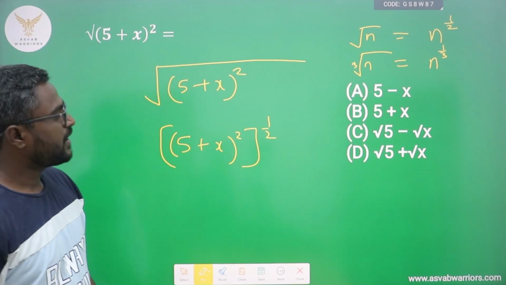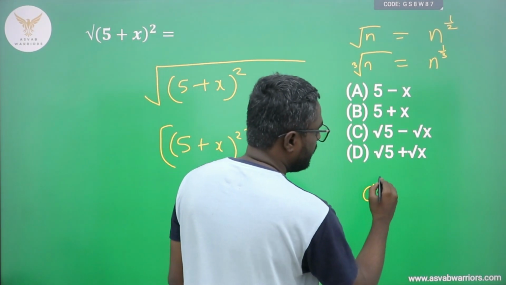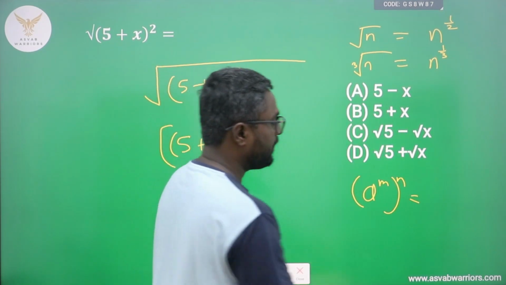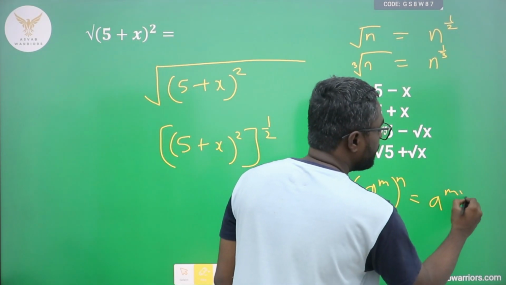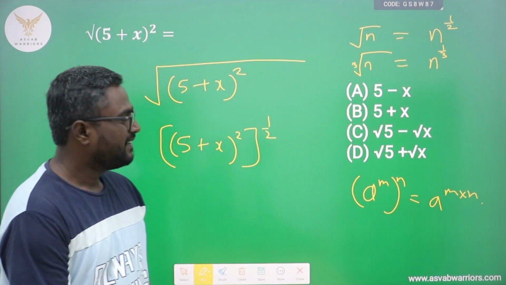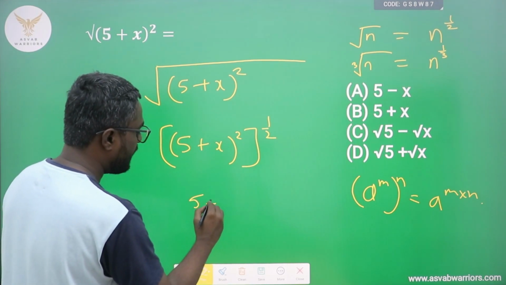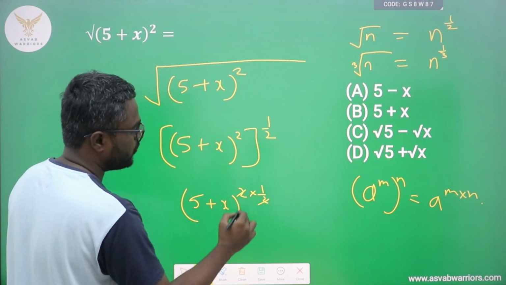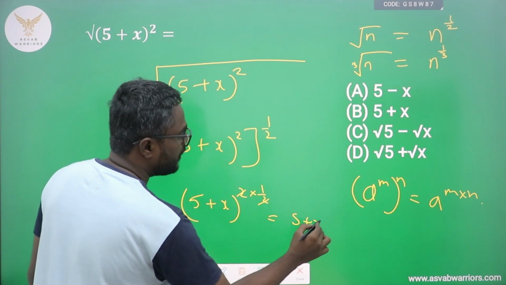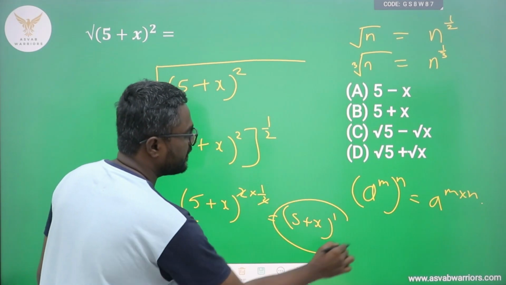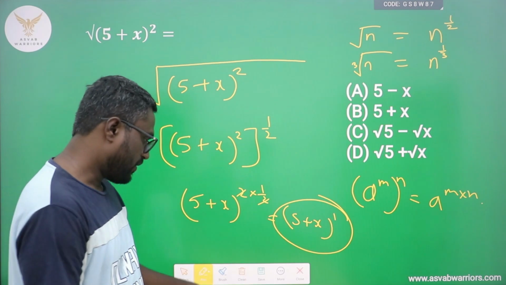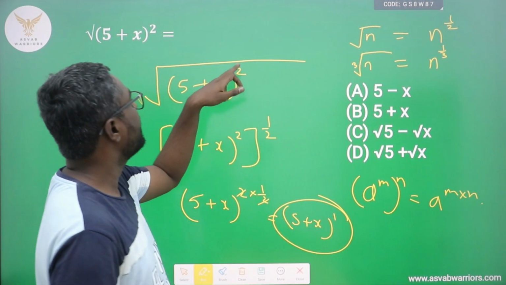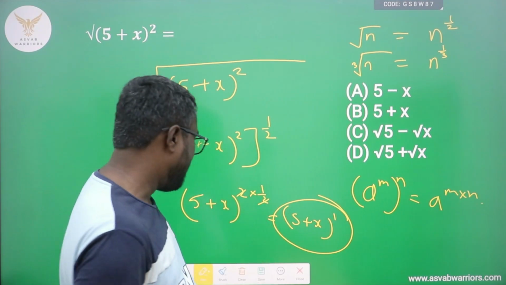power of power. Now I'm going to apply another law over here. A to the power n, whole to the power m, is nothing but a to the power m times n. So what will I do? 5 plus x in parenthesis, 2 times 1 over 2, to cancel. So we have 5 plus x to the power 1, which is nothing but 5 plus x. So this is why we can just cancel out this square and square root directly.